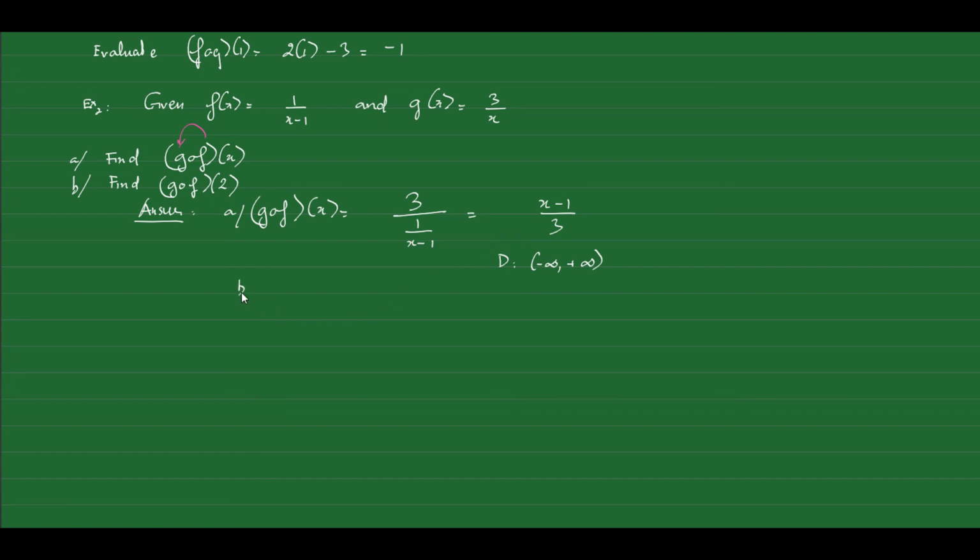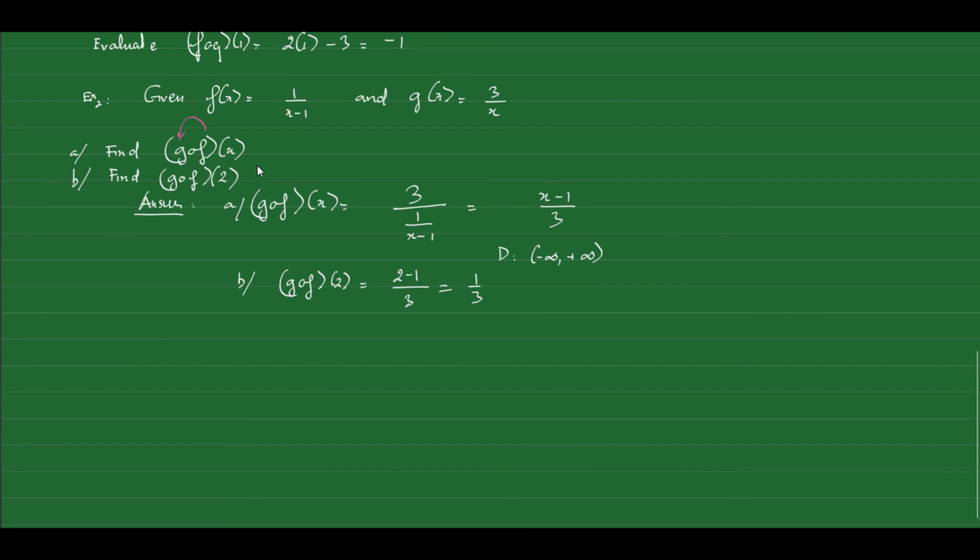And for part B, evaluation will be easy. g of f at 2, so plug 2 in here. So 2 minus 1 over 3, which is 1/3. There you go. That's it. That quick. Okay. But on the next example, what if they give you the graph?